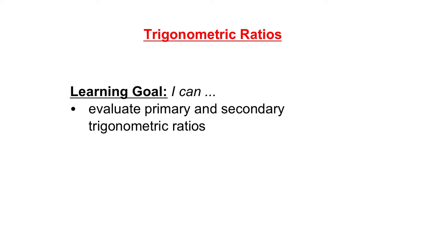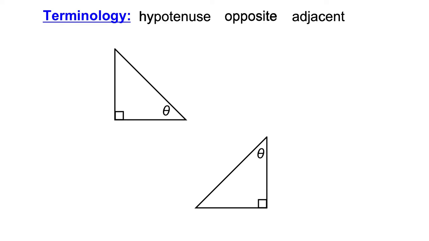This is the first lesson in our trigonometry unit. It's about trigonometric ratios. So we're going to talk about what trigonometric ratios are. Part of it is review, part of it is new stuff. We're going to evaluate primary and secondary trigonometric ratios. But first, let's get into some terminology.